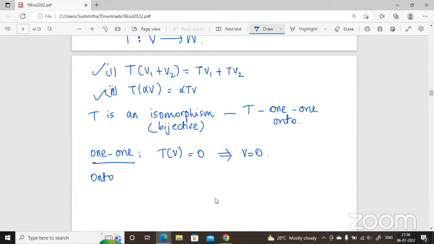And for onto? T of V equal to W, for every W in the codomain, there exists a V in the domain such that this holds. So there is a pre-image for every vector in the codomain.